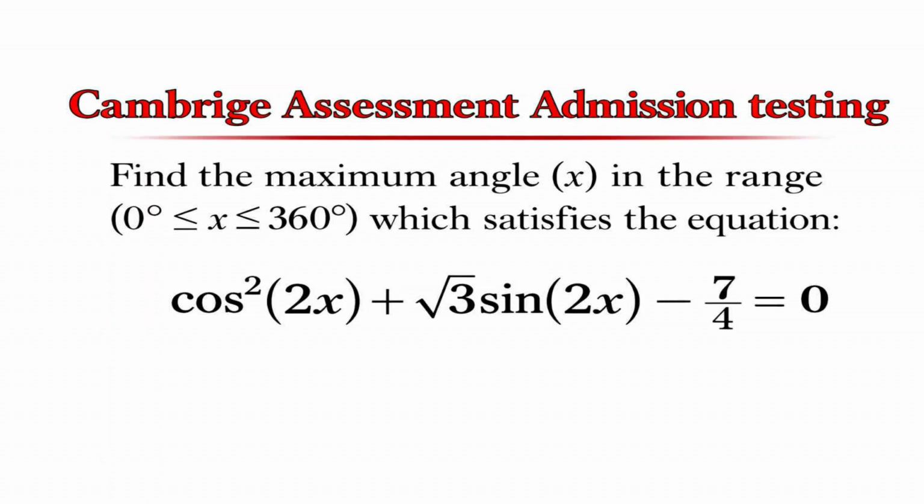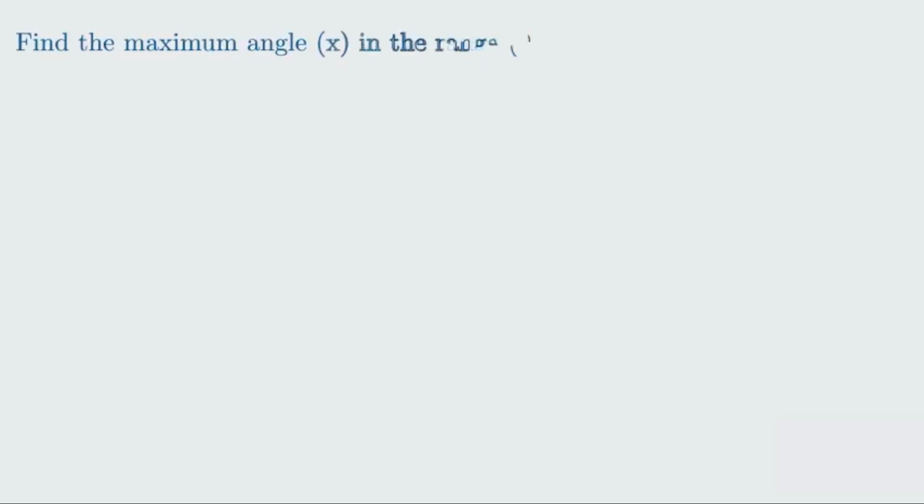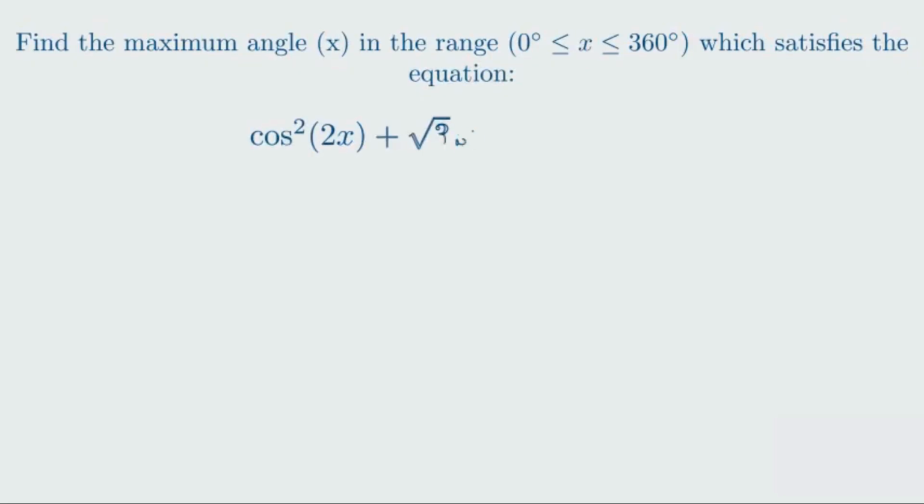Welcome. In this video, we'll walk through solving a trigonometric equation. By the end of our session, you will be able to solve complex trigonometric equations by using identities to rewrite them in a more familiar quadratic form. Specifically, our goal is to find the maximum angle x between 0 and 360 degrees that satisfies the equation cosine squared of 2x plus the square root of 3 sine of 2x minus 7/4 equals 0.